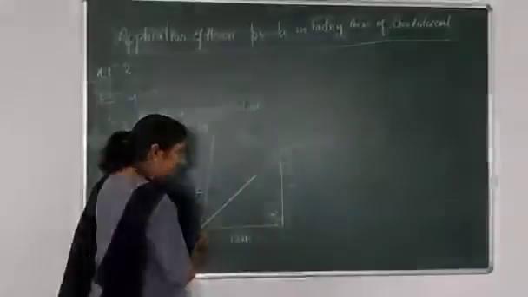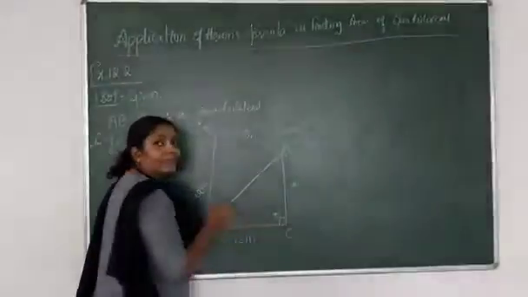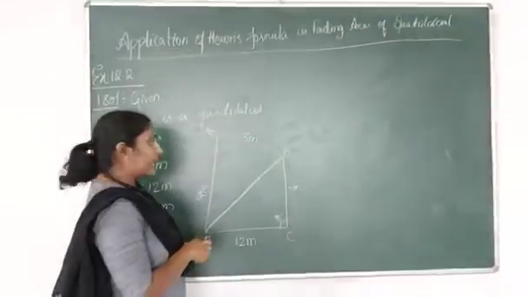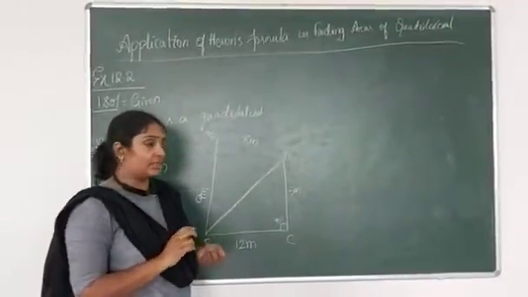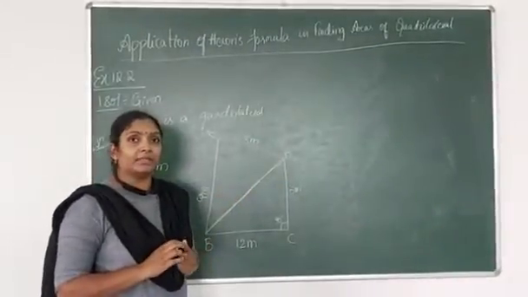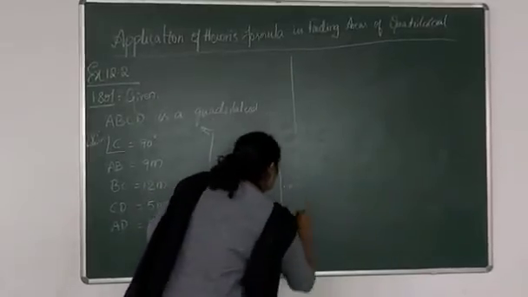But if I take BD, since angle C is 90 degrees, this tends to be a right angle triangle. So I can easily find out the length of BD using Pythagoras theorem. That is why we have taken BD, the diagonal is BD, okay? And now let's go with the measure.